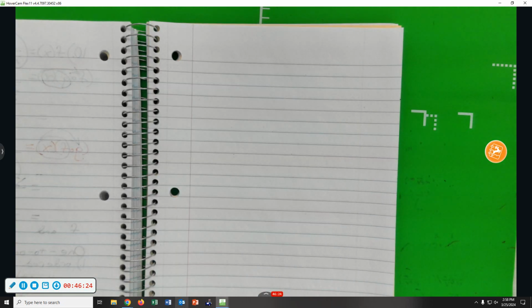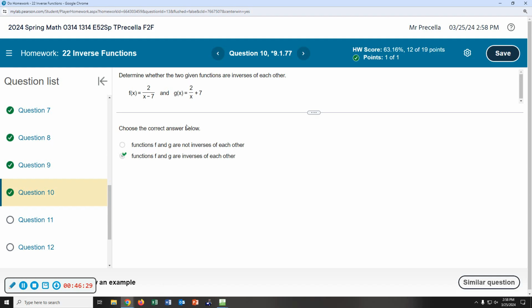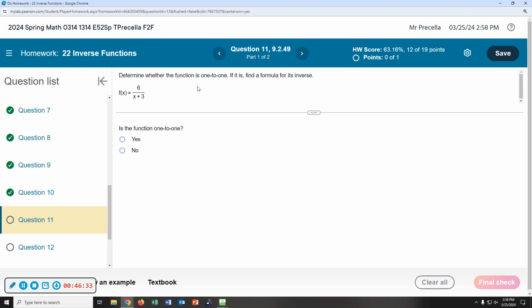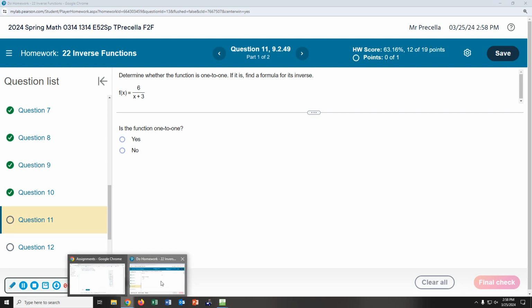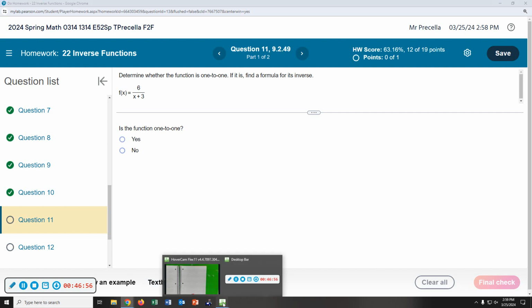So when we look at what they're asking us to do on number 11, they give us a function, and they say, if it's one-to-one, they want us to find a formula for its inverse. Don't write this problem down yet, okay? Because I think I'll write down the recipe. There's a nice little recipe for finding the inverse, and I think y'all can help me figure out how we're going to find the inverse of a one-to-one function.